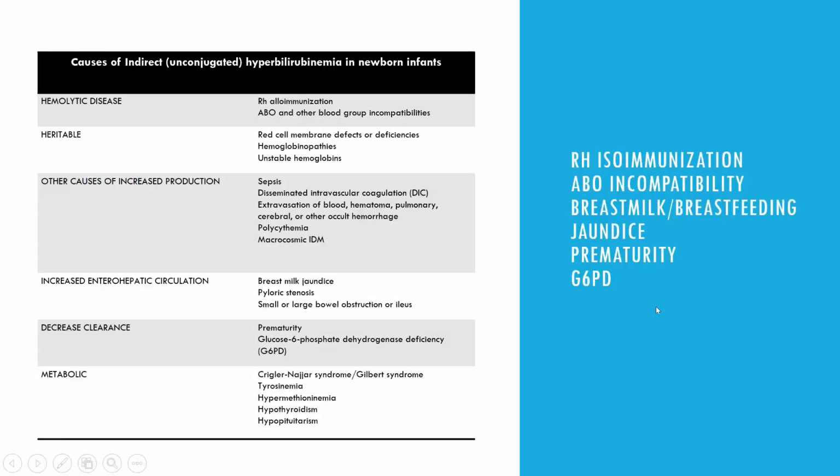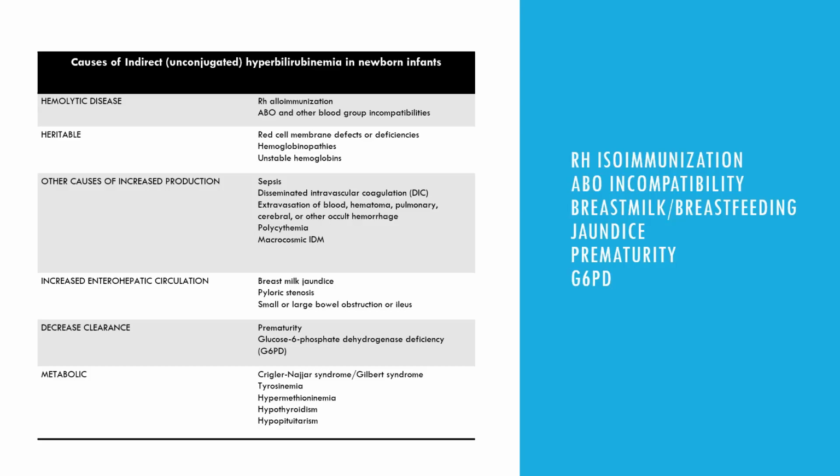This is from a book. I did not make this fabulous graph or diagram, but it's a nice summary, so I wanted to include it, of different types of unconjugated hyperbilirubinemia we see in newborn infants. We're not going to talk about all of the ones on this list, but remember that indirect or unconjugated hyperbilirubinemia is a little bit more common. And so these are the situations that could occur in a newborn infant.